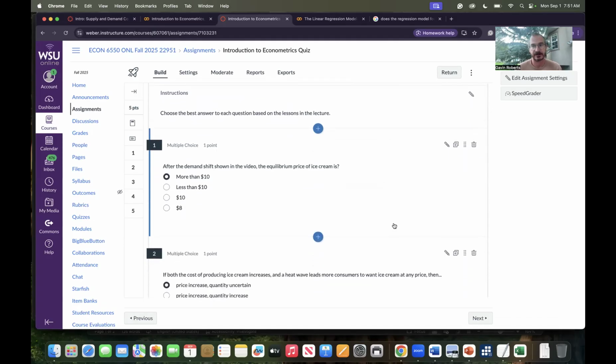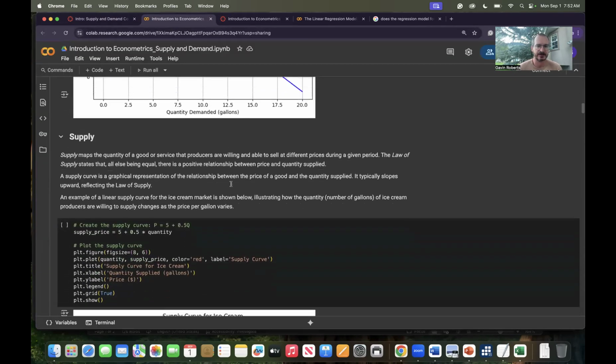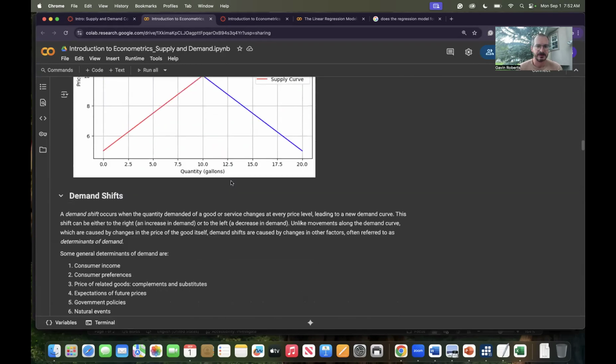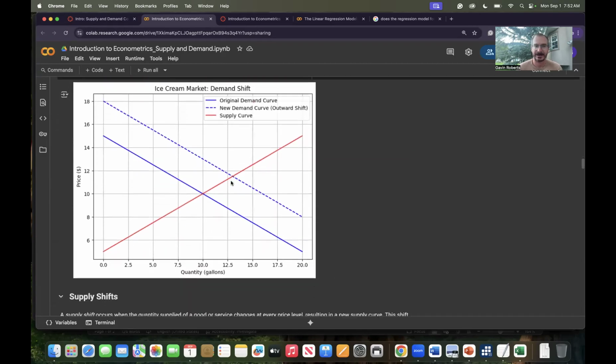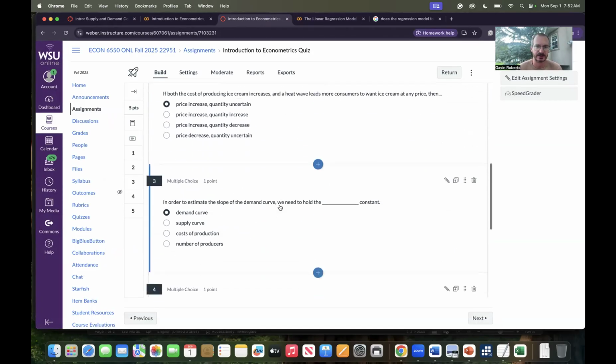So I'm going to quickly go over the questions and see how we might have answered them. These ones are very directly related to the video I showed. After the demand curve shift shown in the video, so let's go find that. Here's a demand curve. Here's a demand curve shift. Here's $10. That was the price before the shift. So here we see that the price is higher after the shift. So that's why this one was more than $10.